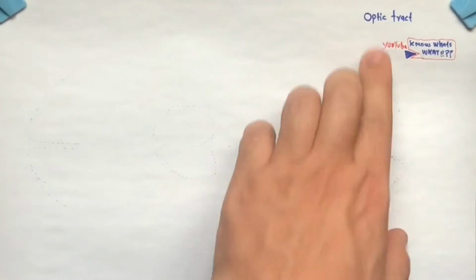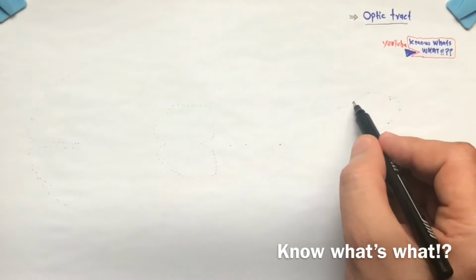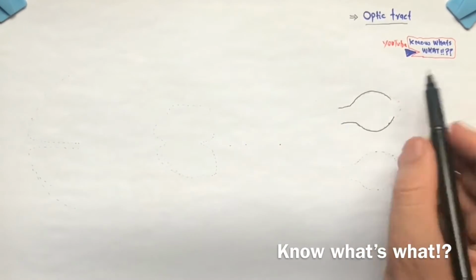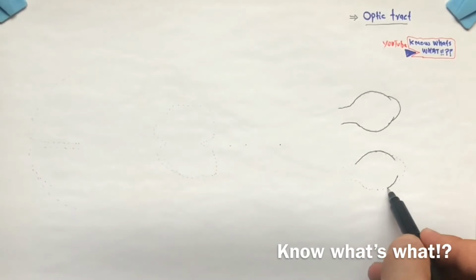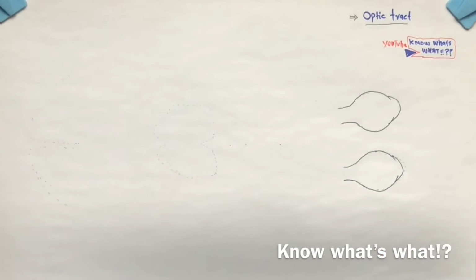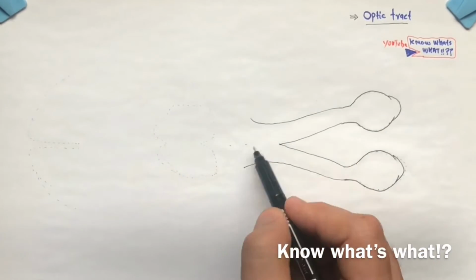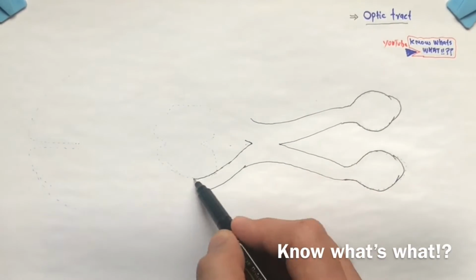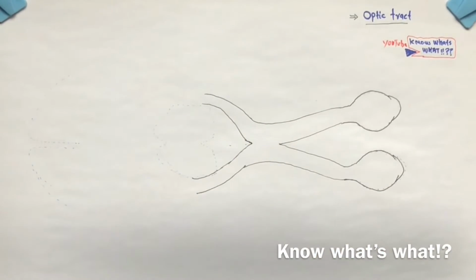Hi, in this video, we are going to look at the optic tract and the lesion in the optic tract. So this is your left eyeball and under it is your right eyeball, and they have the optic nerve. So this is your optic nerve. When they mix, they make the chiasma, the X shape. So after that, it's the optic tract.